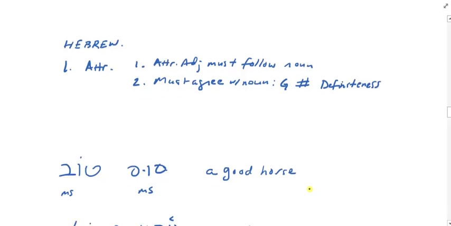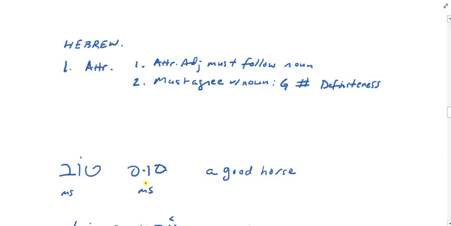And I'll run through them real quickly here. Number one, an attributive adjective in Hebrew, in this sort of a situation, the attributive adjective has to follow the noun. And it has to agree with the noun in three ways: gender, number, and definiteness. So take a look at the word sus, that's a horse. Tov is the word good. Are these both the same gender and number?